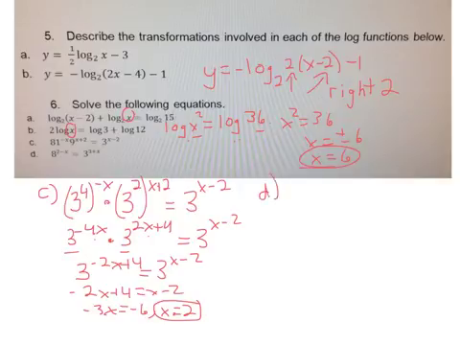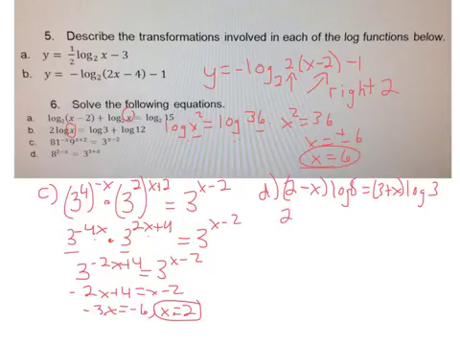Question D is kind of neat because you have different bases, and we can do this, but it's a little more complicated. When we take logs of both sides, we're going to get (2 minus x) log 8 equals (3 plus x) log 3. So solving for x is a little more tricky. We might want to take (2 minus x) over (3 plus x) equal to log of 3 over log of 8. That's one way we could do it.